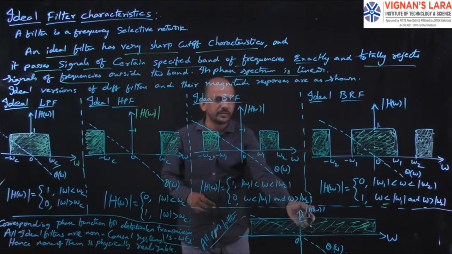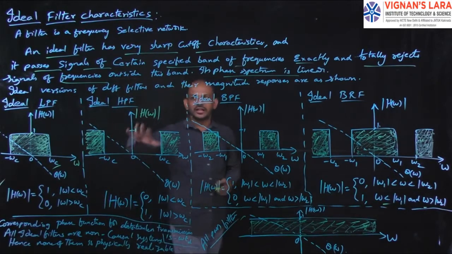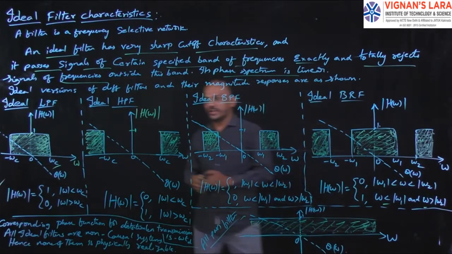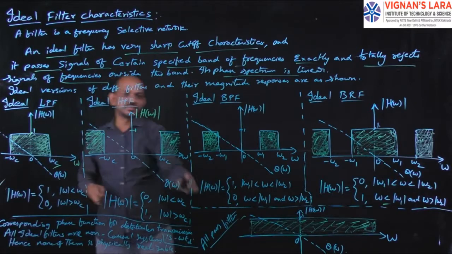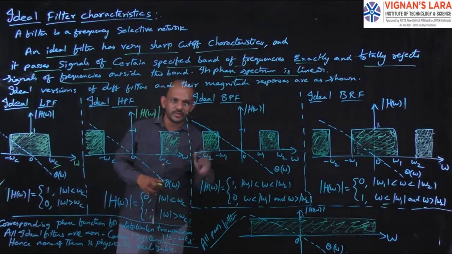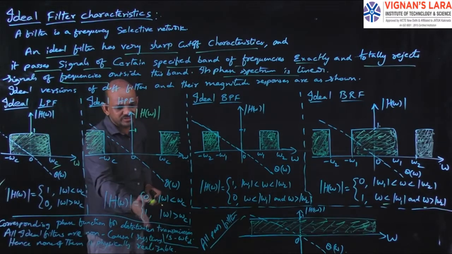Okay, simply that will be represented with this diagram. Mainly we need these four. That is ideal low pass filter, ideal high pass filter, ideal band pass filter, and ideal band reject filter. Okay, and these are specified with these equations. And this is nothing but linear phase, theta of omega, and for all these the corresponding phase function for distortionless transmission.